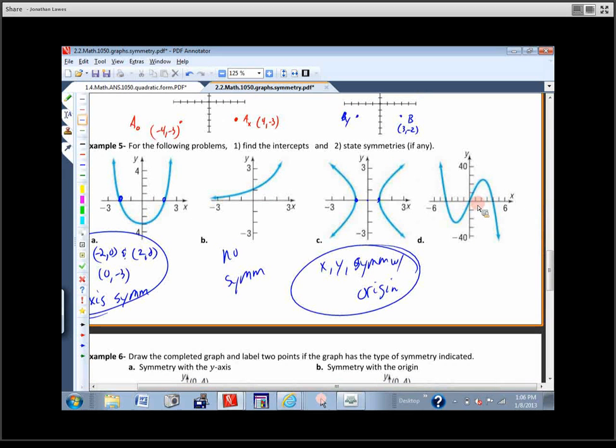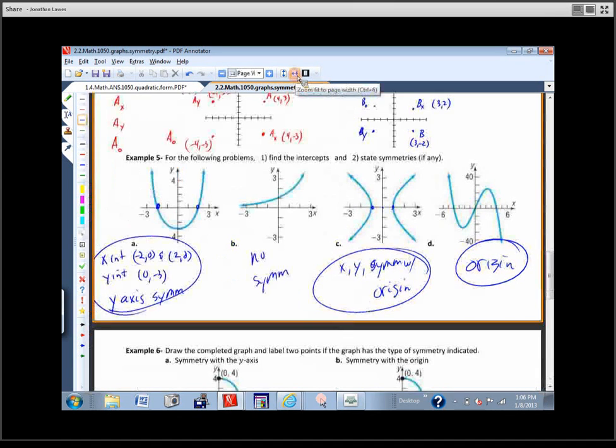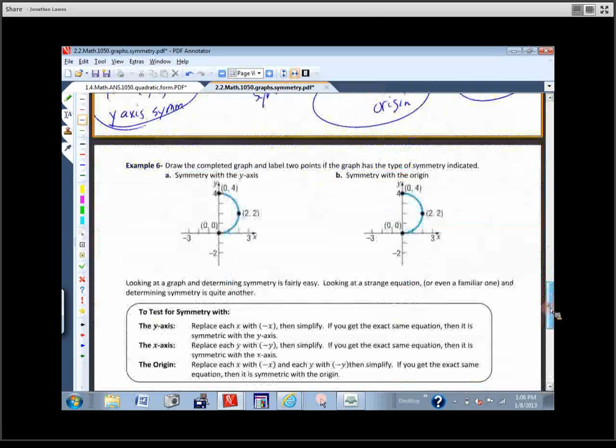This only has one. What is it? Origin. Symmetric with the origin. Okay? All right. Any questions? Okay, go ahead and flip the page over then.